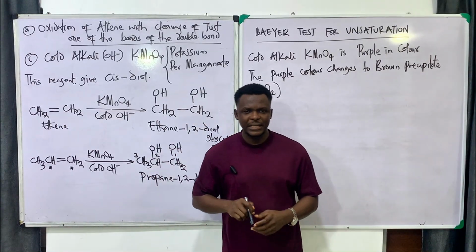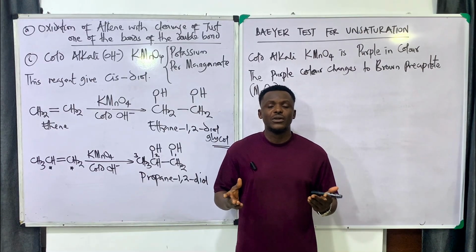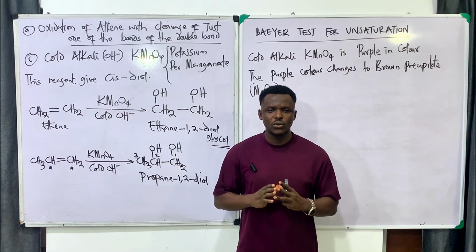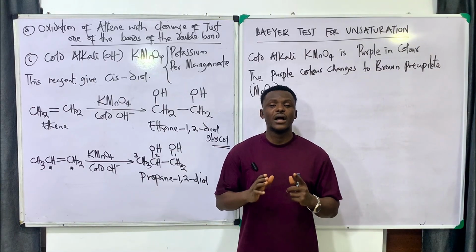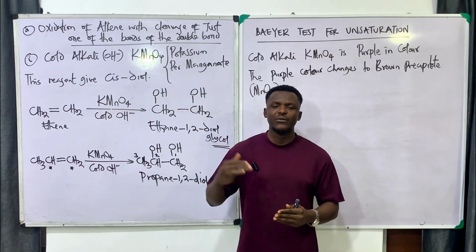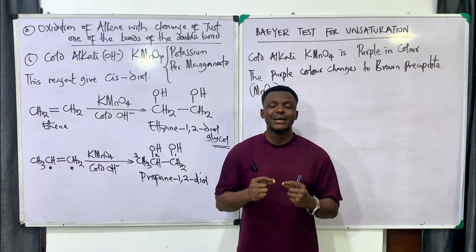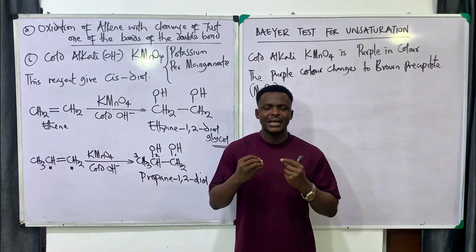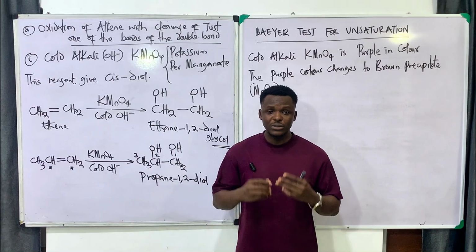Let me break this down. I said cold alkaline KMnO4 can be used to carry out tests for an alkene. Why? Because this reagent is purple in color. Once you react it with an alkene, the color of the solution will no longer be purple, but will change from purple to brown. The change in color indicates that the compound that reacted with the KMnO4 is an alkene. Alkenes possess a double bond, and any compound that possesses a double bond can be said to be unsaturated. So because of this change in color, we said this reaction can be used as a test for unsaturation, that is, to test for compounds that contain a double bond or a triple bond, but most especially a double bond.